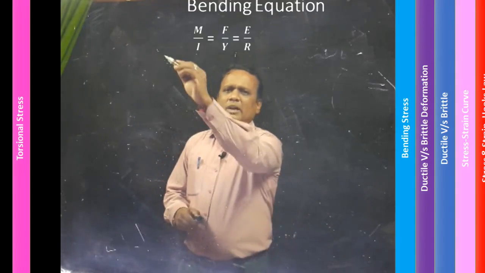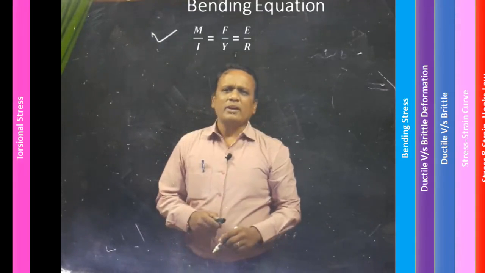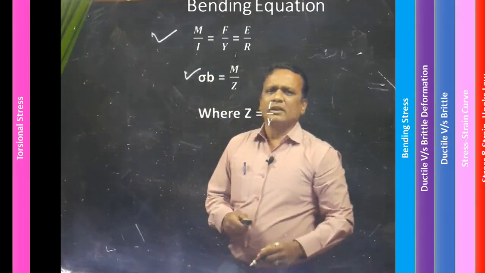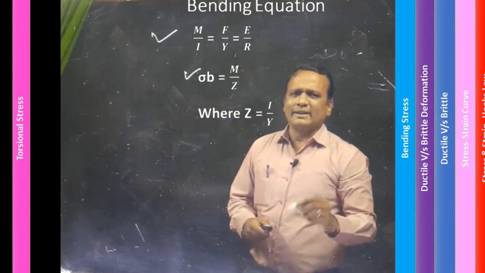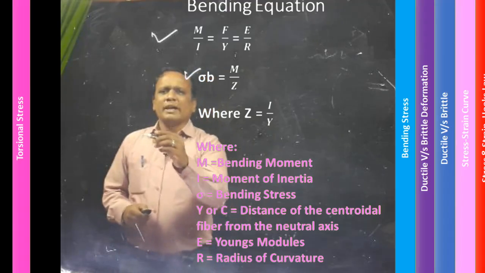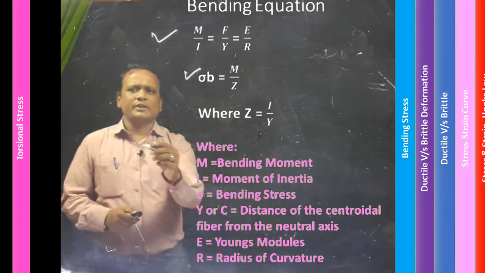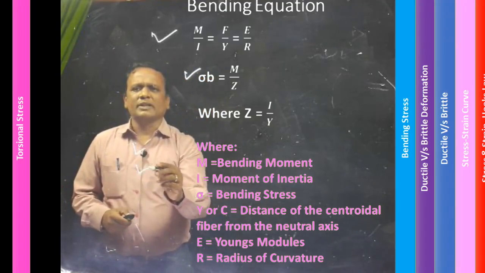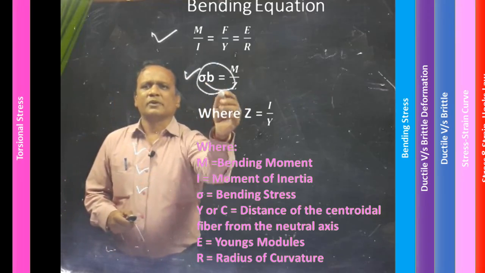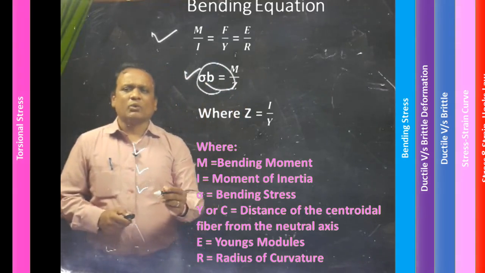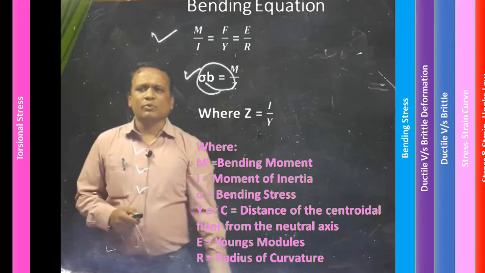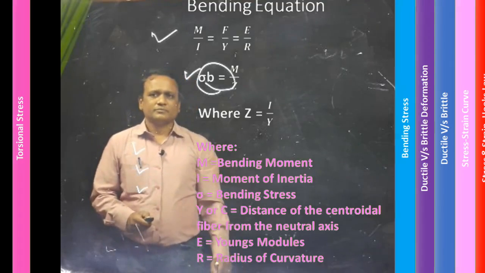The bending equation comes out as M by I equals f by y equals E by R, where sigma b is the bending stress, which is equal to M by Z, where Z is equal to I by y. To elaborate, M is the bending moment as shown over here, I is the moment of inertia, and sigma is the bending stress. Here I have written it in terms of sigma b, and y or c would be the distance between the centroid fiber and the neutral axis. E would be Young's modulus, and R is the radius of curvature.